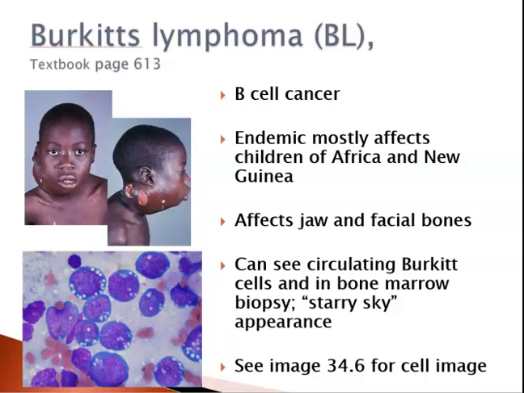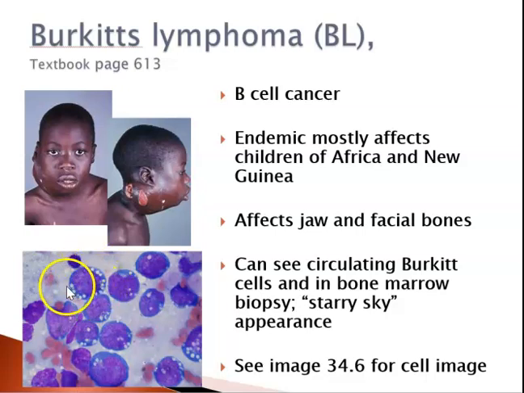Burkitt's lymphoma is up next. This is a B-cell cancer. The Burkitt's lymphoma epidemic mostly affects children in Africa and New Guinea. It usually affects the jaw and facial bones. In patients with this lymphoma, you usually see what we refer to as Burkitt's cells in the bone marrow, and they have what we refer to as a starry sky appearance. And you can see an example on the lower left-hand corner of the slide.